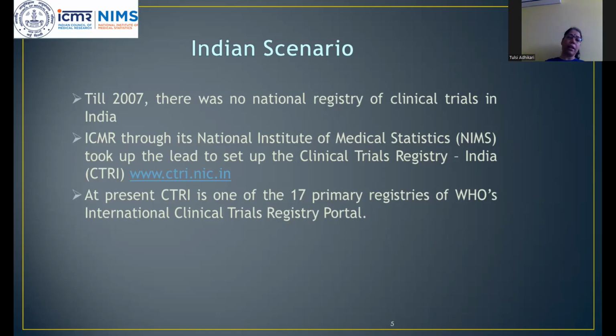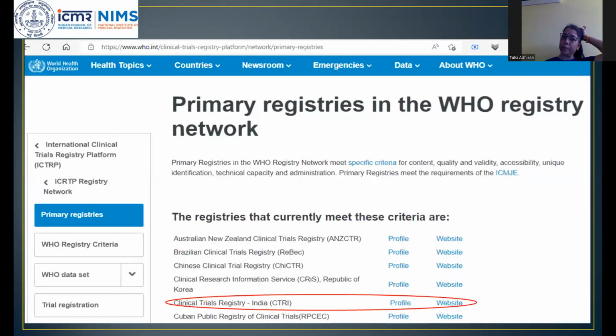At present, CTRI is one of the 17 primary registries of WHO's International Clinical Trials Registry Platform. So WHO has a portal which is not a trial registry, but a consortium of 17 worldwide primary registries. CTRI is one of them. All the trials registered with CTRI are uploaded to ICTRP on a monthly basis, so it is available publicly on the global forum to all over the world.